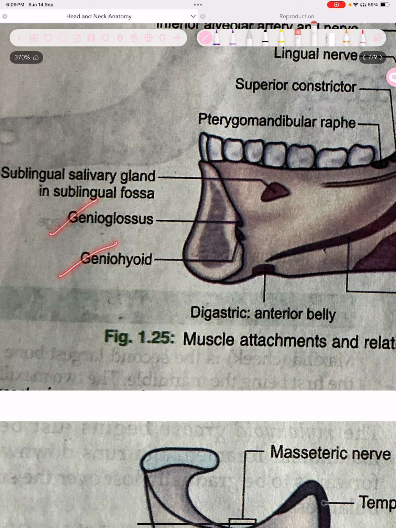Genioglossus and geniohyoid. How do you remember that? G comes first, right? In alphabetical order, A, B, C, D, E, F, G, and then H. So superior for genioglossus, inferior for geniohyoid. Clear. So is it origin or insertion? It's origin. So far we've just covered the origins.